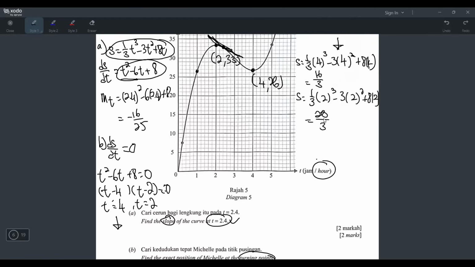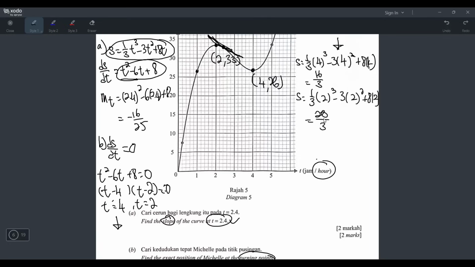Okay, I'm looking at the schema, but the schema gives a different answer. So let me check that. Let me double check. 1 over 3 t to the power 3 minus 3t squared plus 8t. t is 4. Okay, let me press one more time. So 16 over 3 lah.